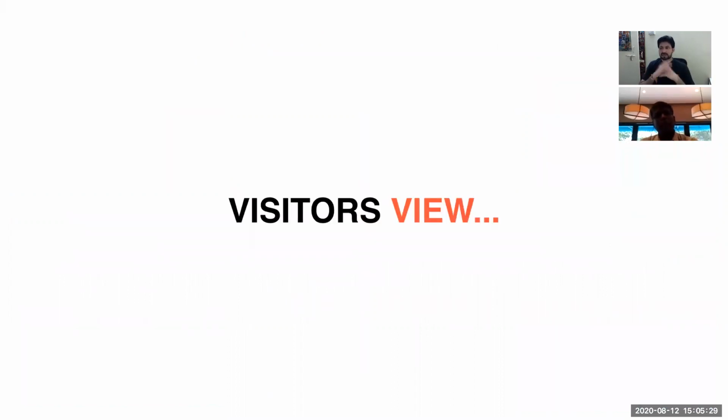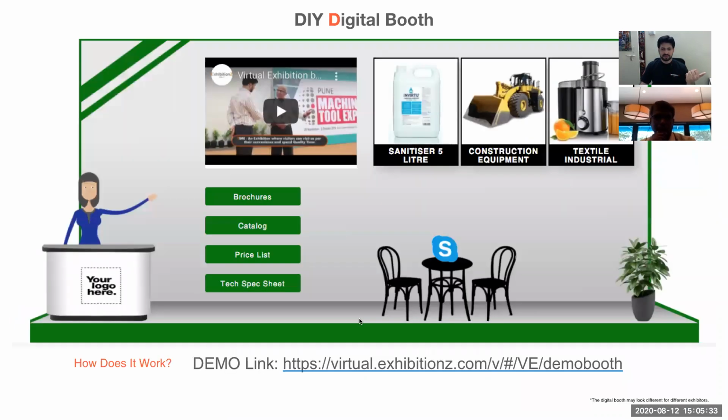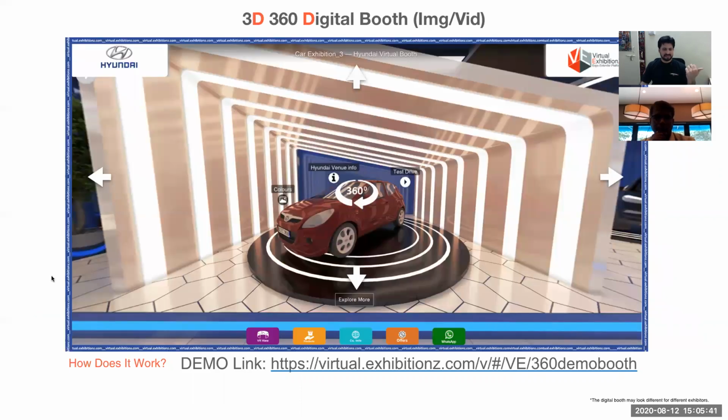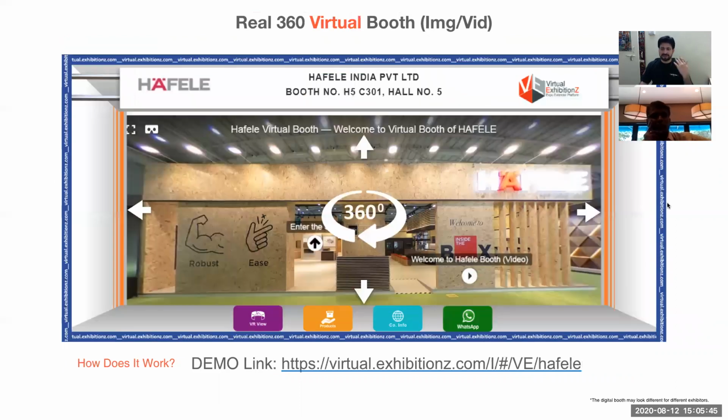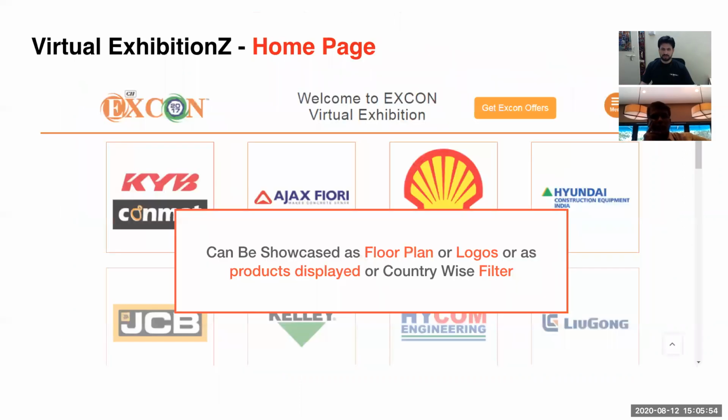Then let me take you through how it looks and how it feels. Let me share the visitor views. There are multiple visitor views, and I'm going to show them to you one by one. This is a digital virtual booth. This is a 360 digital 3D booth, and then you have a real 360 booth. These are the 3 different options along with the videos, and I'm going to take you to them now.